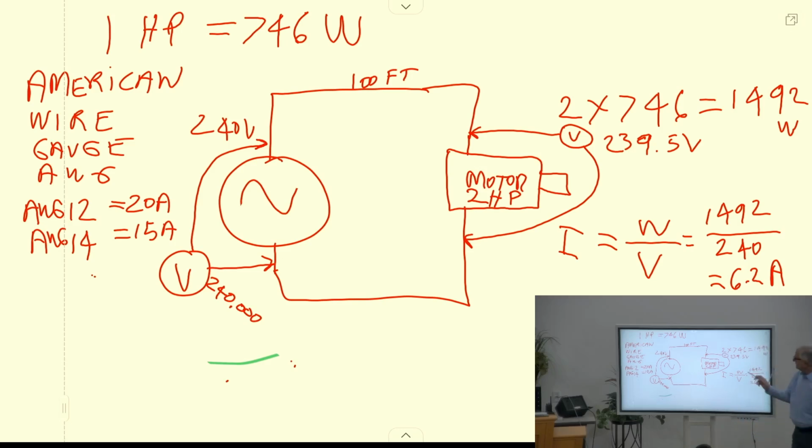And the reason we've dropped is because the wire has some resistance. Now, if we put a much bigger wire in there, this is going to approach 240. The bigger wire we put, the closer this is going to approach 240. But you can oversize the wire as big as you want, and it's not going to have any negative effect.